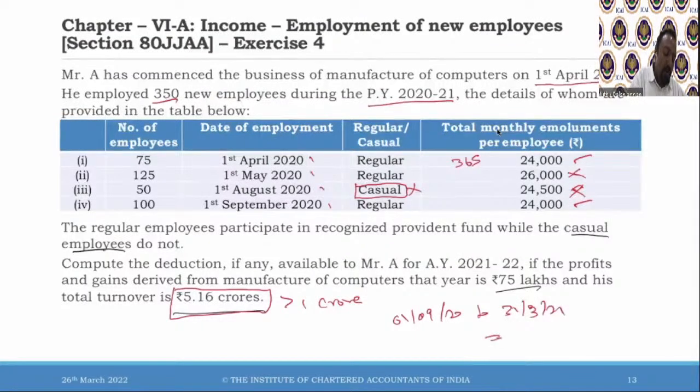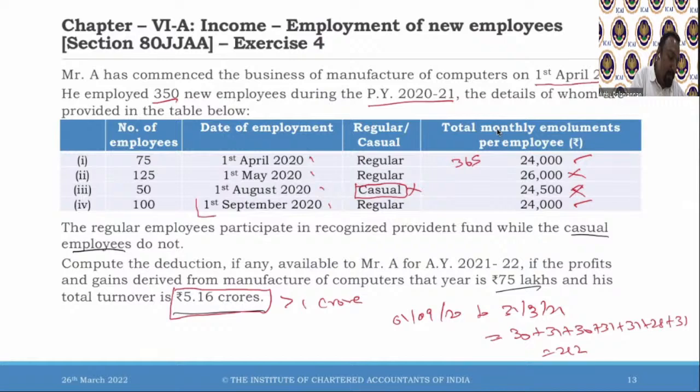31/3/2021. So the total number of days will be what? 30 in September, 31 in October, November, December, January, February and March. So 61, 91, 122, 153, 181, 212 if I'm right. So this is less than 240 days. But why have they worked less than 240 days?